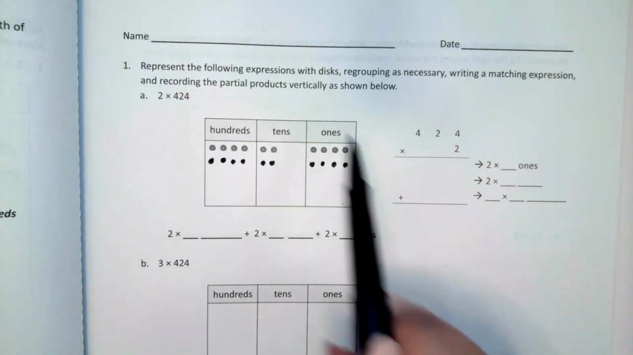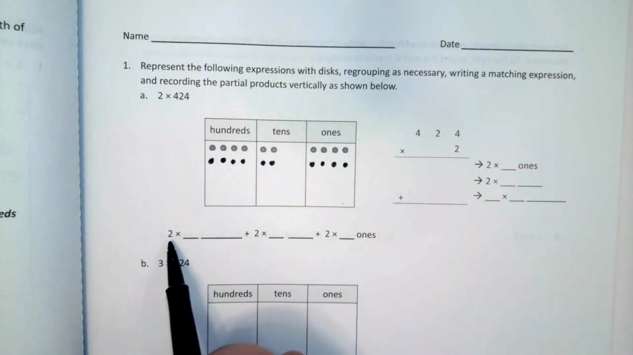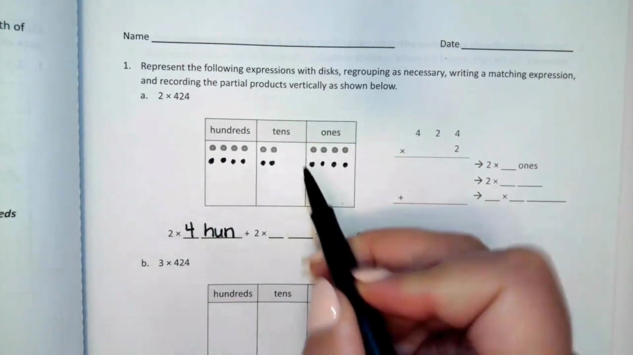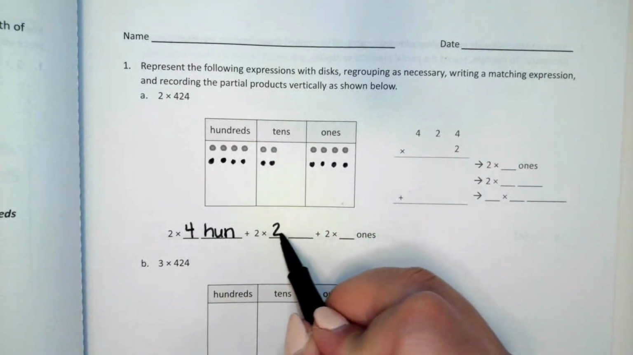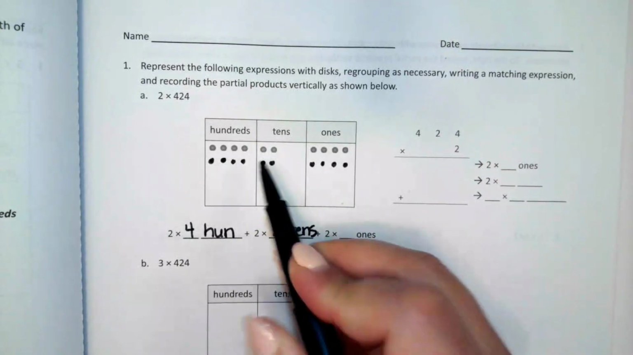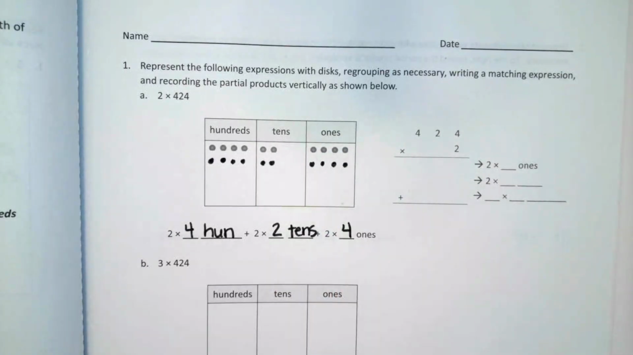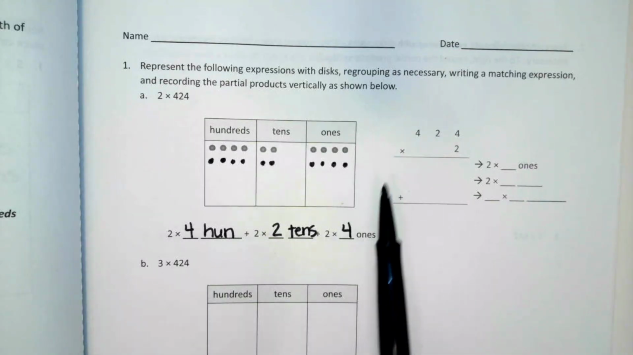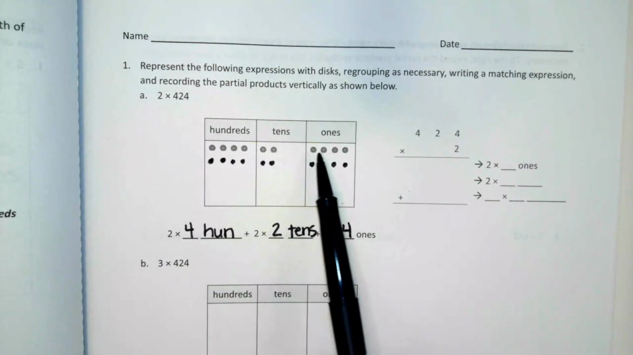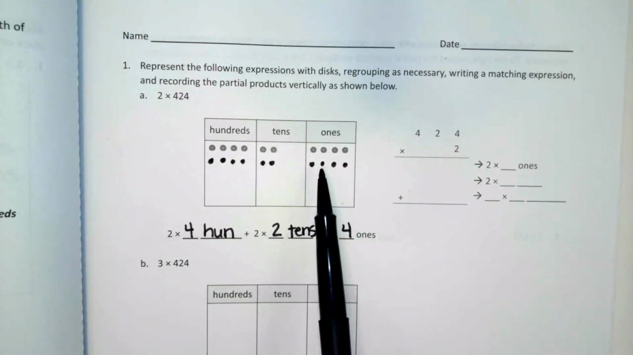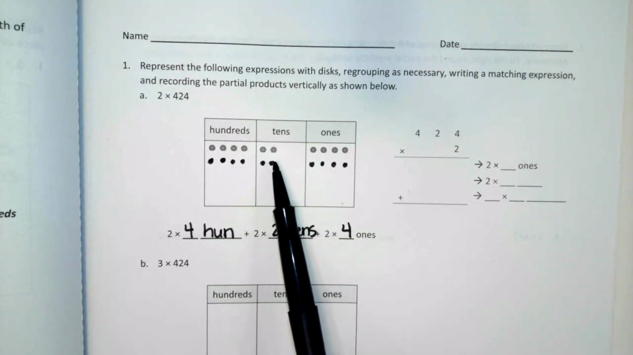So what we see here in the place value chart is that we did 2 times 4 hundreds. Then we have 2 times 2 tens. There's 2 rows of 2 tens, and 2 times 4 ones, because there's 2 rows of 4 ones. Now let's see, can we do any bundling and composing? I see there are 8 ones. That's not enough to regroup, okay? There are 4 tens. That's not enough to bundle and compose.